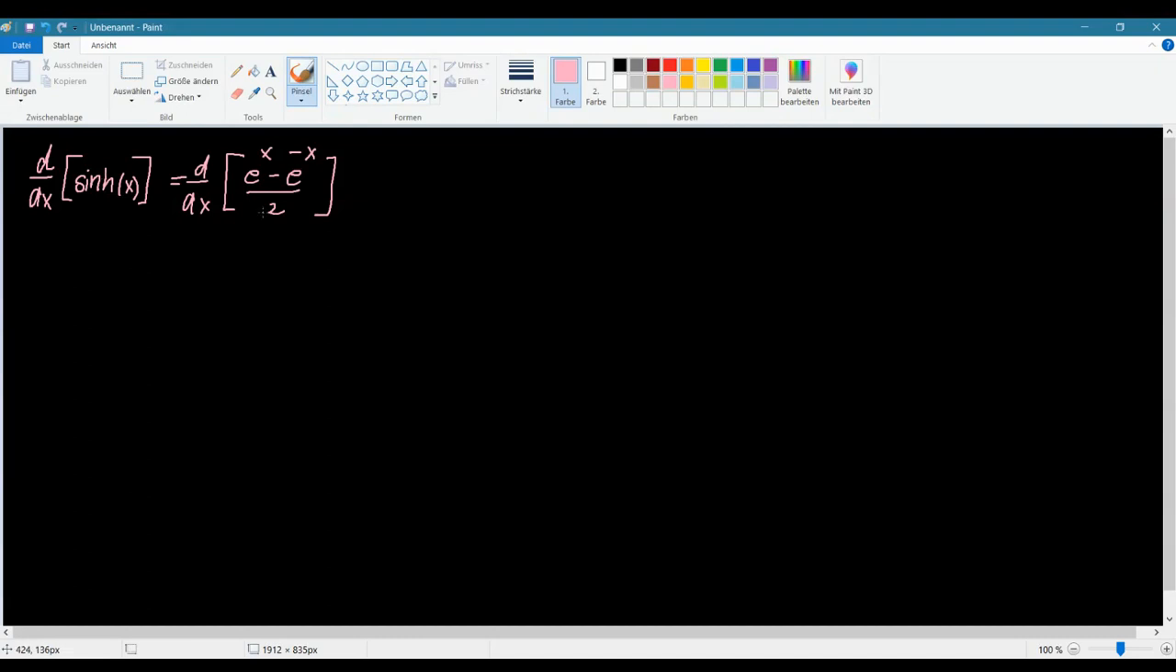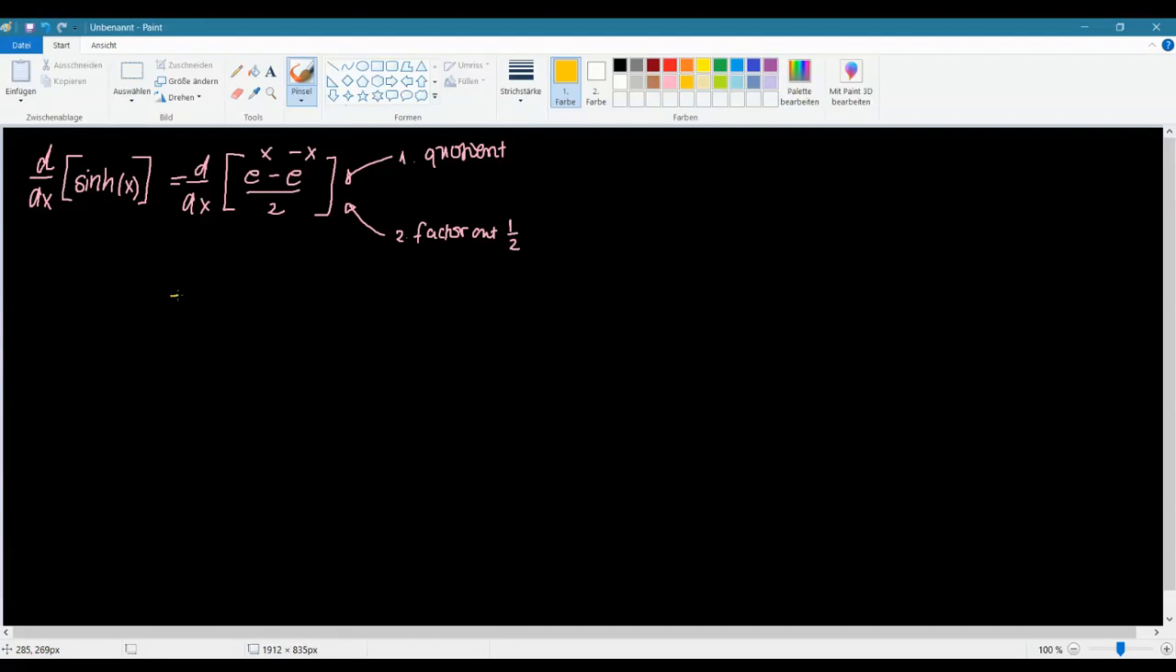So we're just going to take the derivative of sinh x. We could do it using the quotient rule. That's the first option. But that's kind of a lot of work when we could just factor out 1/2. So let's do it the second way.